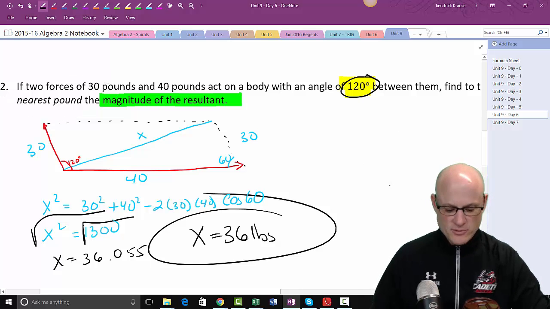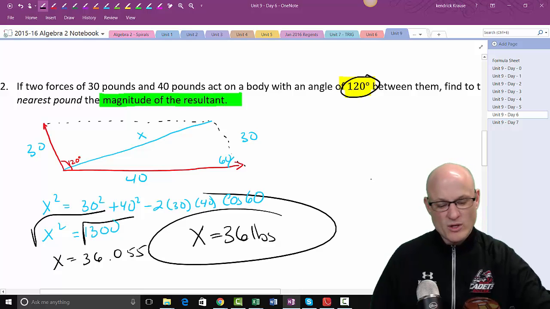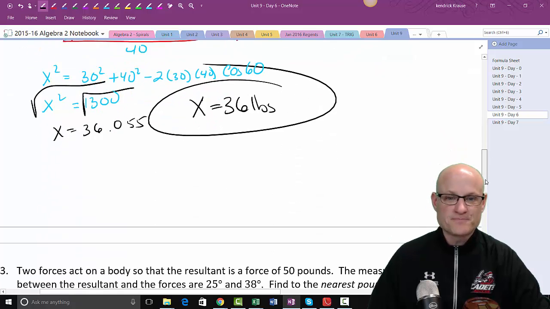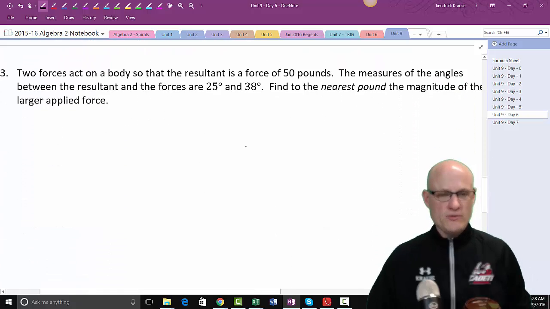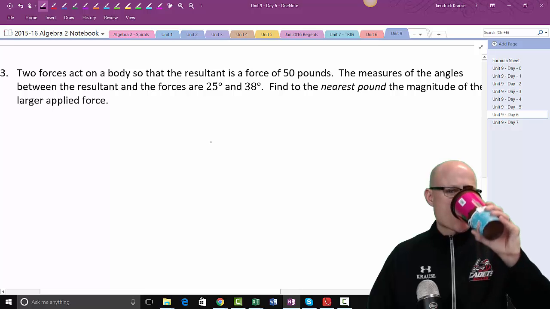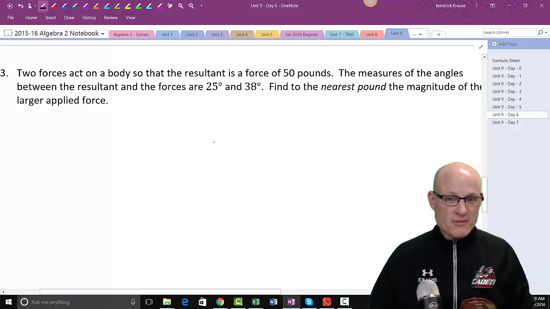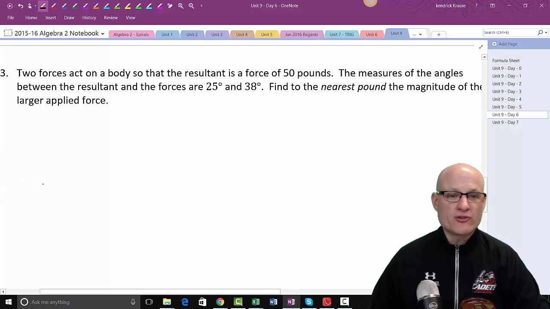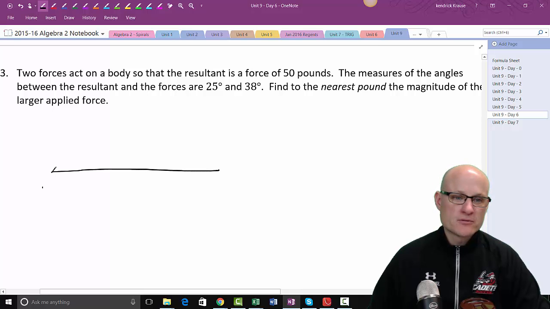Okay, next problem. We don't have many more. These aren't that difficult, but once we have to go find angles, then it becomes a lot more difficult, a little bit crazier. Two forces act on a body so that the resultant force is 50 pounds. Okay, so as soon as I hear that, I'm going to draw one long side, one short side. Now you're going to see why in a second.